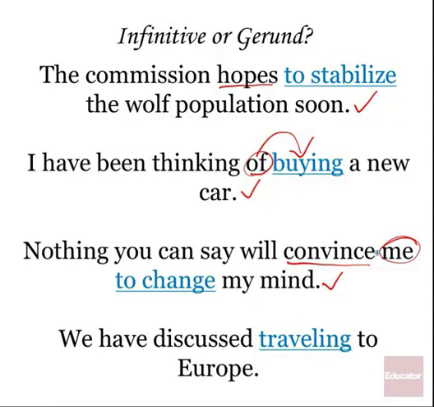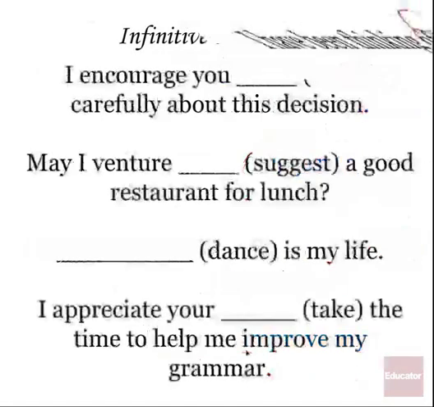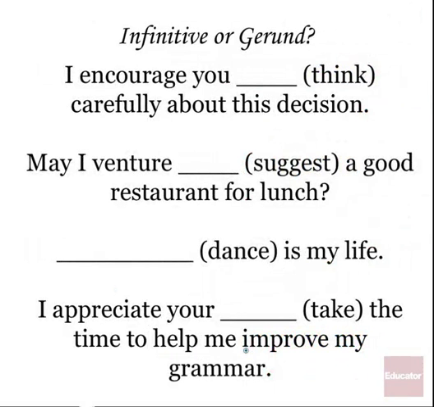And we have discussed traveling to Europe. Your clue here was discussed. This is one of those verbs that's very often followed by a gerund. All right, let's do one more round of practice. I encourage you, some form of think, carefully about this decision.